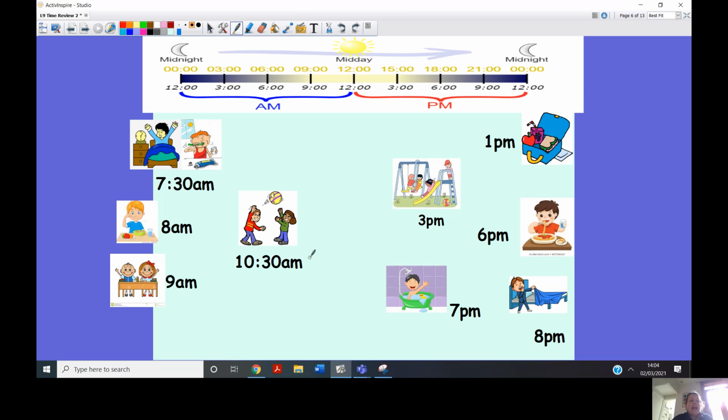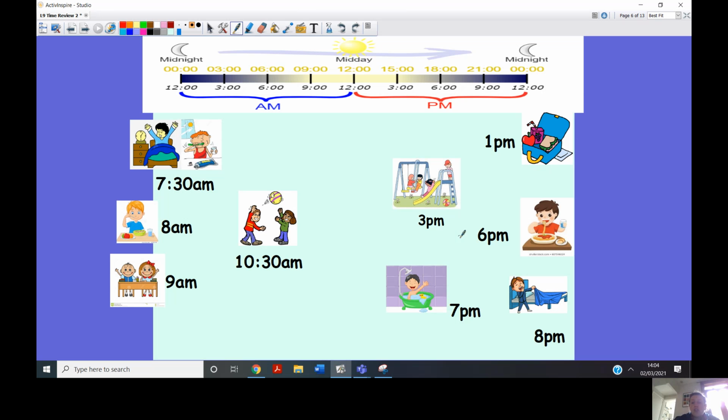Playtime, in Key Stage 2, we have a playtime in the morning in between our morning lessons and our lessons before lunch. So they are before midday. Now looking at afternoon, you might have your lunch around 1 PM. You might have it a little bit earlier, you might have it a little bit later, but you typically will have your lunch after midday.